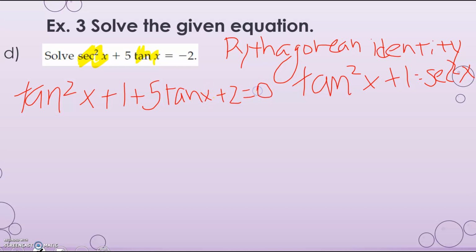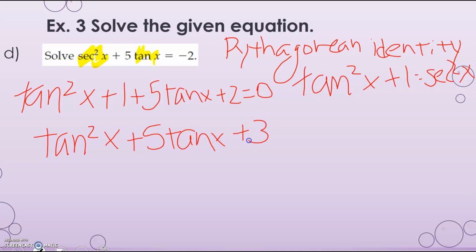Okay, the reason why I need to move the 2 to the left is because, again, I need to put this in quadratic form. So I get tangent squared x plus 5 tangent x plus 3 equals 0.